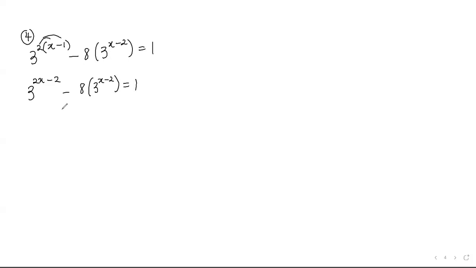Equal to 1. All right, so from here you can figure out what to do. This is like saying 3 to the 2x times 3 to the minus 2, then minus 8 into 3 to the x times 3 to the minus 2. So this is pretty much how it looks.